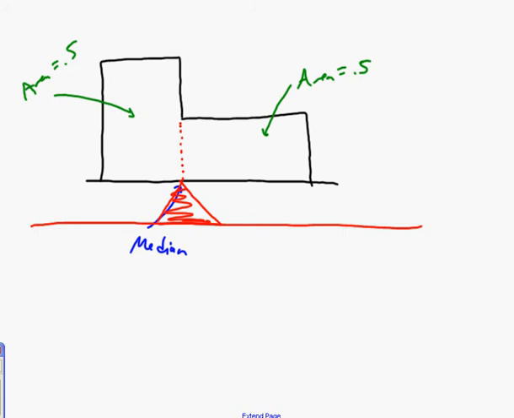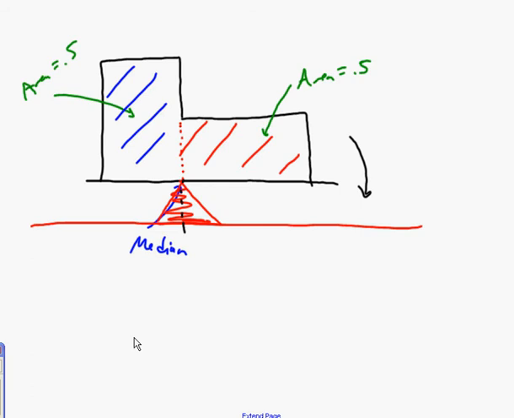Okay. The answer is no, because this rectangle, for example this blue rectangle, and this red rectangle, they're the same area. So you could think of them as having the same weight. But the red rectangle on the right is further away from the center created by this red triangle. So I'm claiming that this thing will tip down on the right. So this point here, this dotted line where the median is, cannot also be the mean.